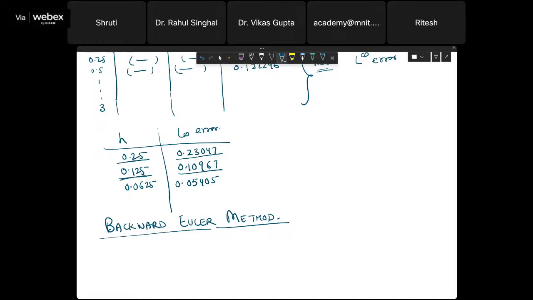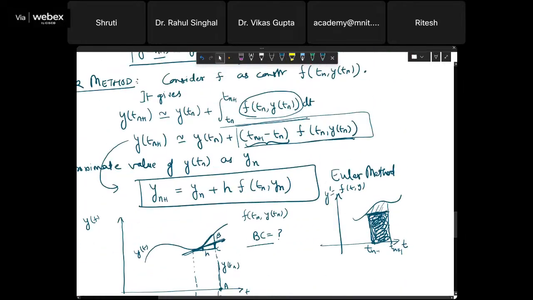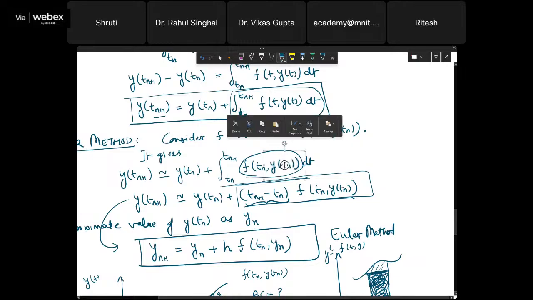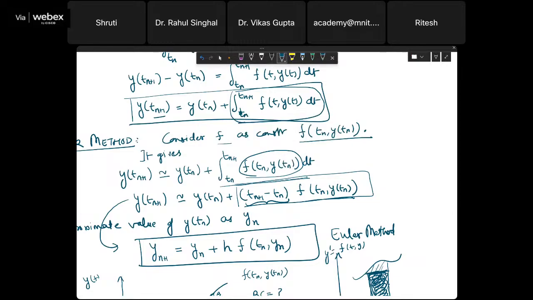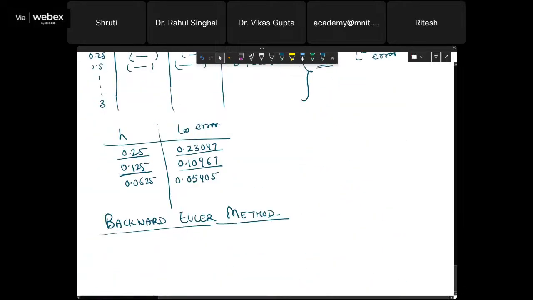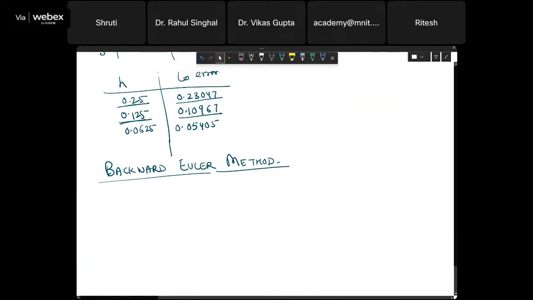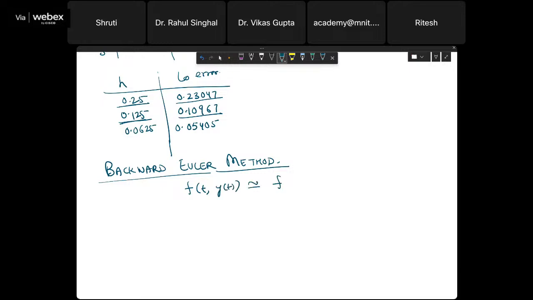Okay, so if you recall the Euler method which we just established, here the integral is approximated. We're setting this f function as a constant, f at tn, but in the backward Euler method we will set it as f of tn plus 1, comma y at tn plus 1. So here the idea is that f of t, y we are going to approximate as f of tn plus 1, y at tn plus 1. So if we do this, what happens?